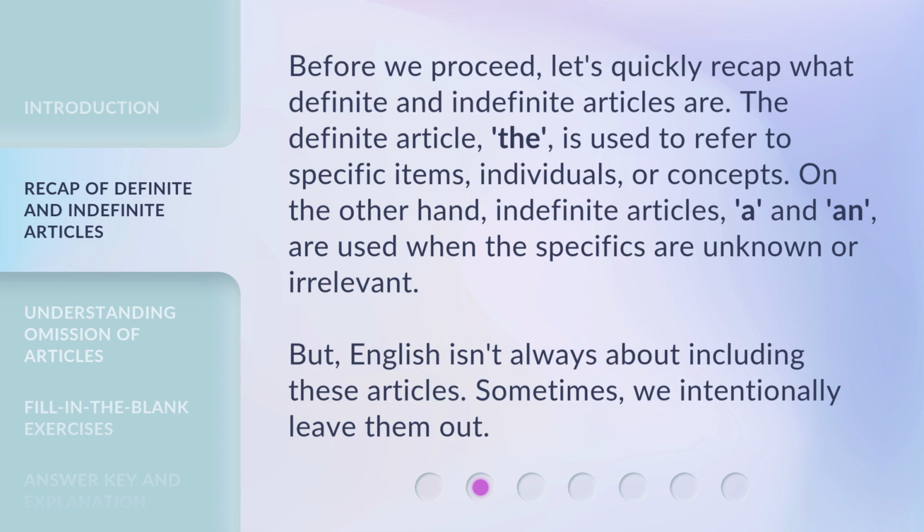Before we proceed, let's quickly recap what definite and indefinite articles are. The definite article, the, is used to refer to specific items, individuals, or concepts. On the other hand, indefinite articles, a and an, are used when the specifics are unknown or irrelevant. But English isn't always about including these articles. Sometimes, we intentionally leave them out.